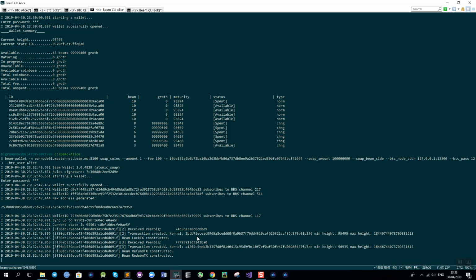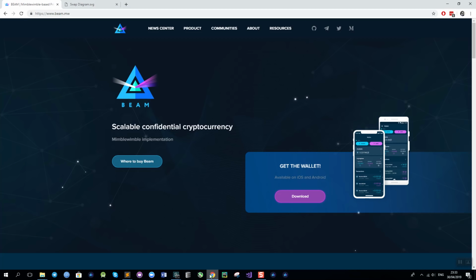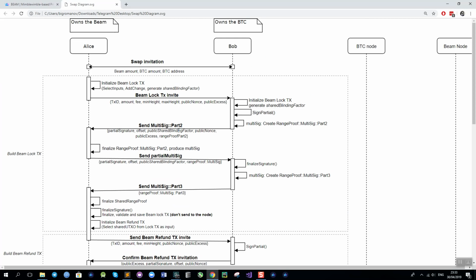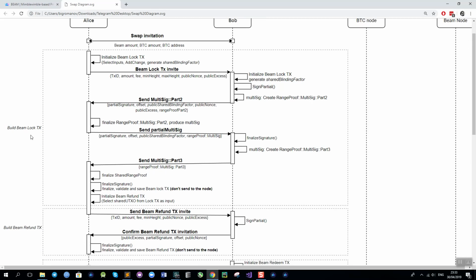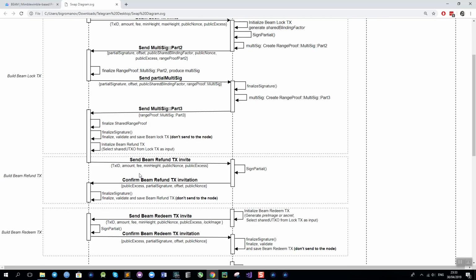So let me show you what is actually going on under the hood. In this diagram, as you can see, there's quite a lot of action. First, the swap invitation, which exchanges information between the Beam wallets of Alice and Bob to create the swap. And then three types of transactions are created: the lock transactions that lock coins on each of the networks respectively, the refund transaction, which allows me to get my coins back in case the swap doesn't go well for any reason, and the redeem transaction that is sent to the network eventually to get the coins that I have swapped.